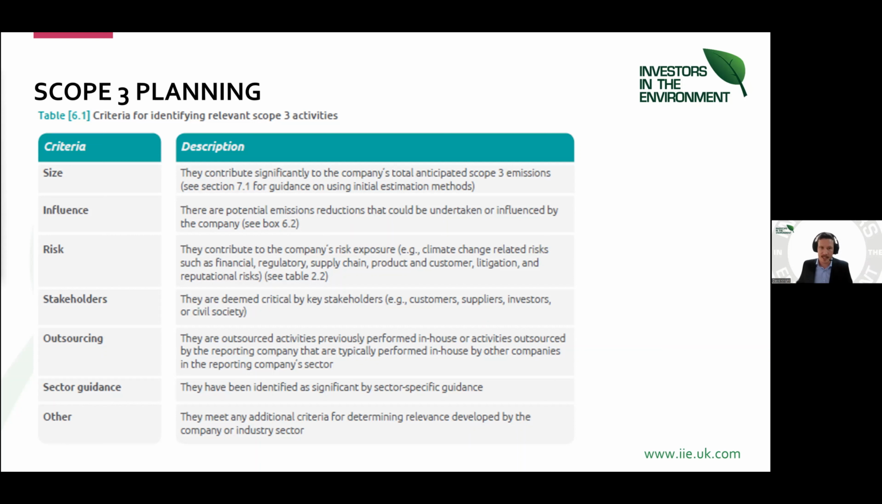And then obviously, if there's any sector guidance, so if you're in particular industries, there may be a requirement for you to report a particular type of carbon emission, and then anything else that potentially has relevance in terms of what it is that you're doing.